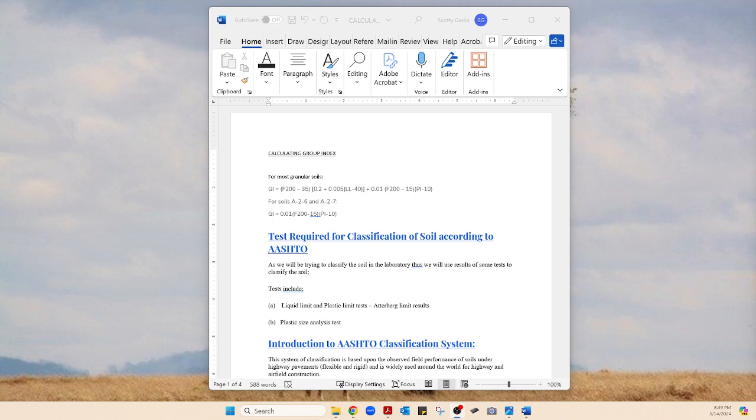But first, what I have up on the screen right now is a pretty good little document about calculating group index. The group index is the final thing that you do when you're classifying a soil. Now, you've seen a video of using the AASHTO chart. You'll see another one with me trying to work one, and we'll get to where we're a little bit more comfortable with the chart itself.